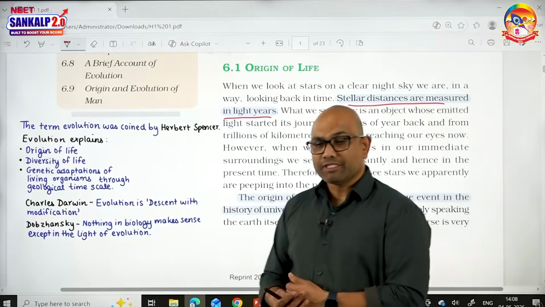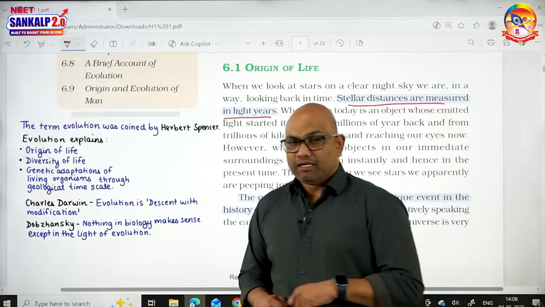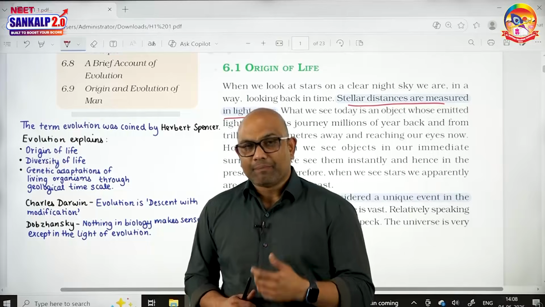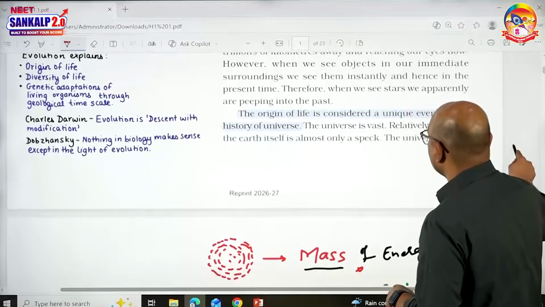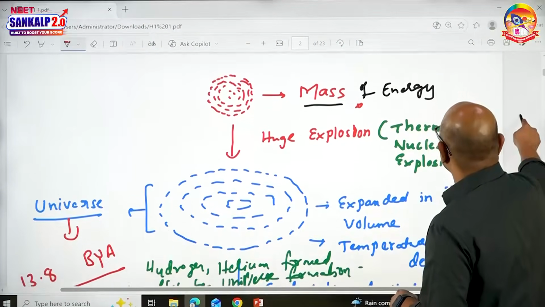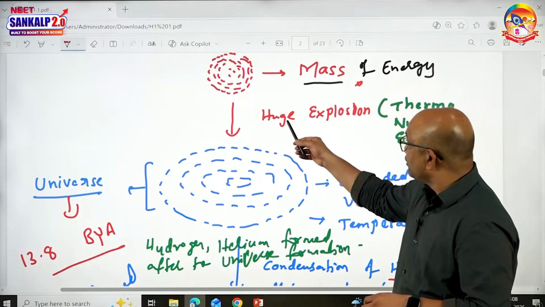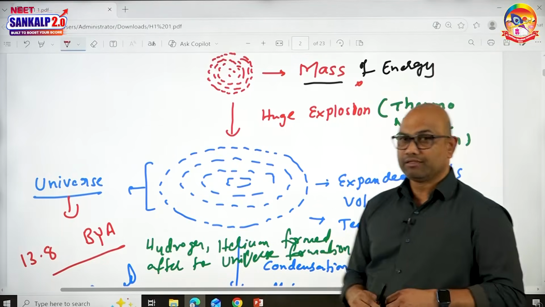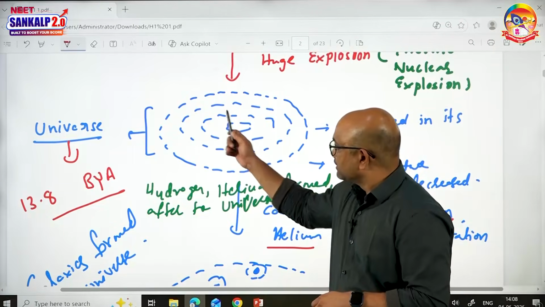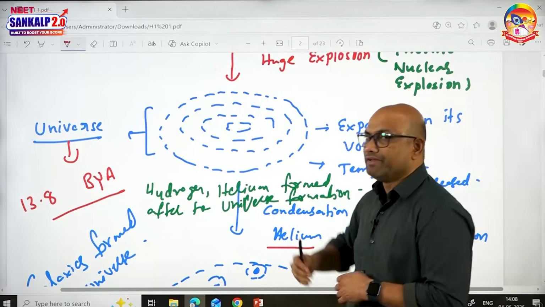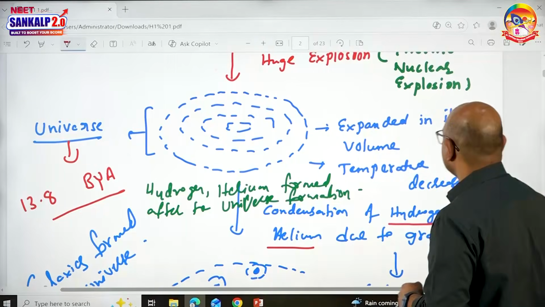Next topic is origin of universe. The origin of the universe is explained by a theory called the Big Bang theory. This happened nearly 13.8 billion years ago. See this process. There was a mass of energy initially. In that mass of energy, a huge thermonuclear explosion happened. Because of the explosion, it expanded, and the temperature slightly decreased compared to the previous stage. This expanded portion is called the universe. It happened 13.8 billion years ago.